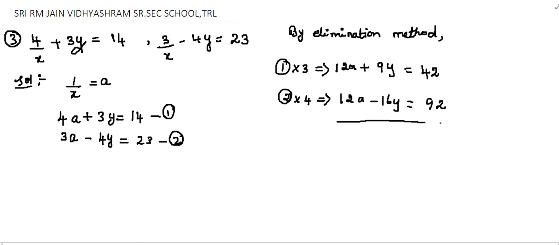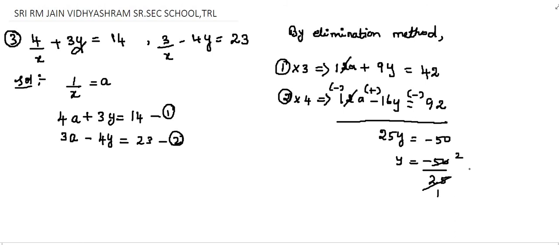Now I am going to subtract, then only I can cancel. So plus 12a becomes minus 12a, minus 16y becomes plus 16y, plus 92 becomes minus 92. So plus 12a minus 12a get cancelled, and 9y plus 16y becomes 25y is equal to 42 minus 92. I will be getting minus 50. So y is equal to minus 50 by 25. 25 ones are 25, 25 twos are 50. So minus 2. So y is equal to minus 2.